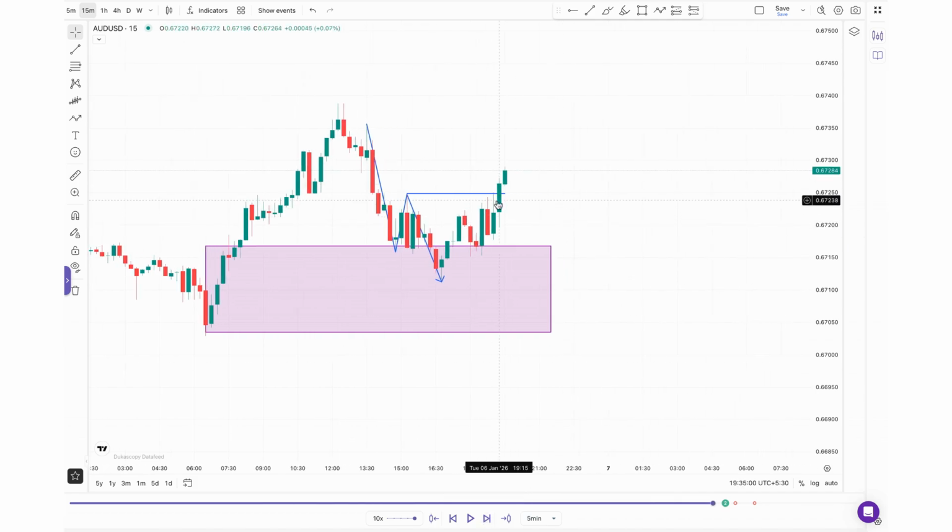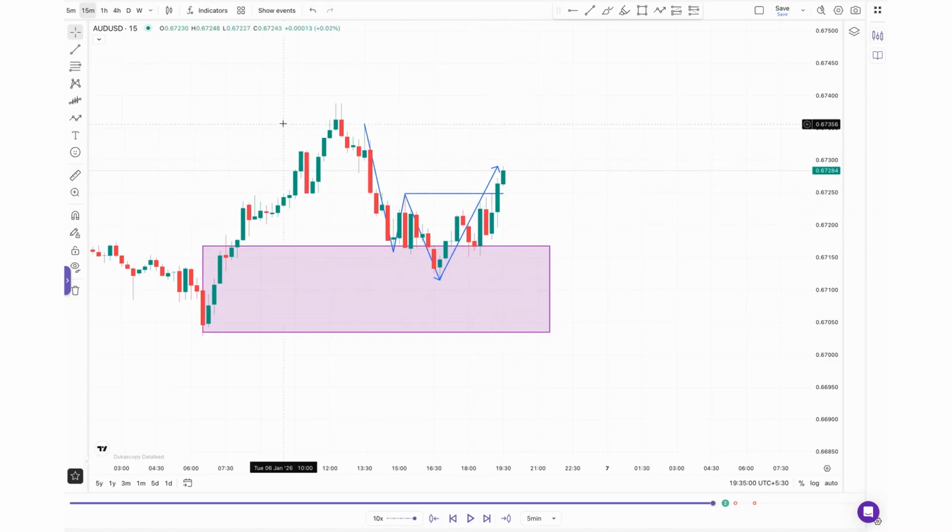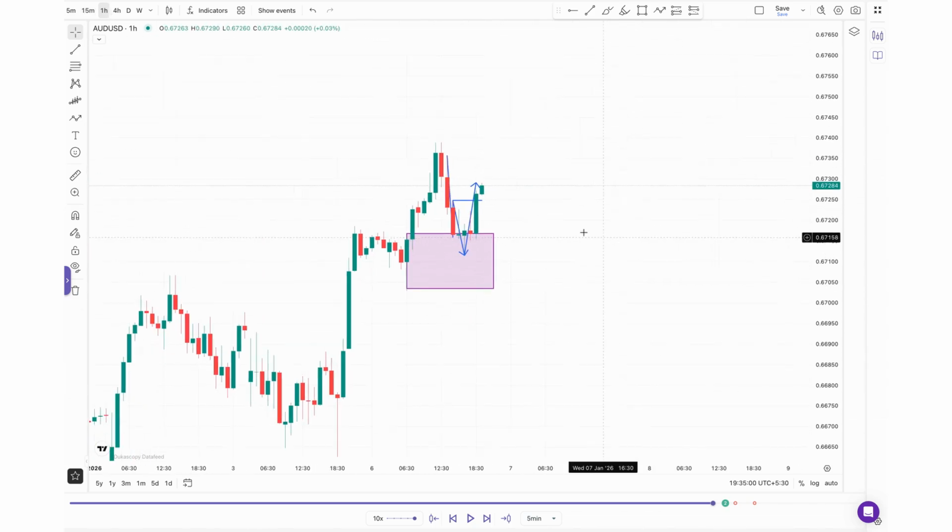Okay, so if you see, we have a 15-minute time frame break of structure. So essentially what we are trying to say is basically this: the prices are finally moving up, right? So this shift of market structure is what we are looking for, and therefore we need to see if the prices can come into these areas, right?